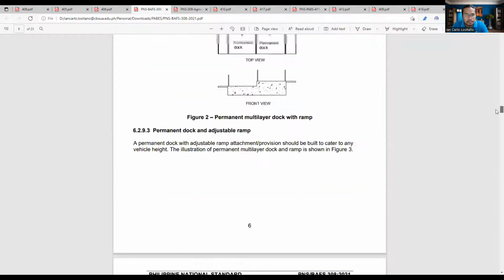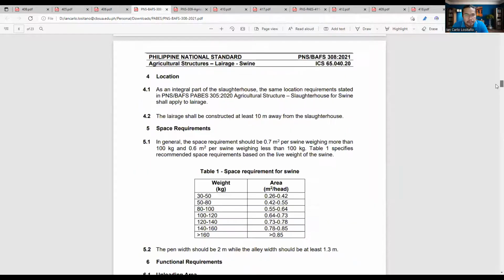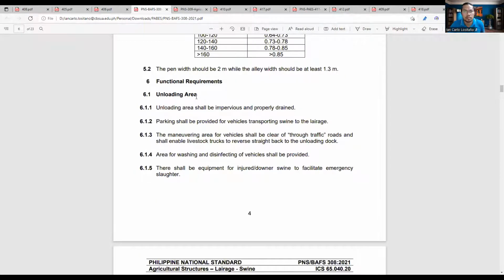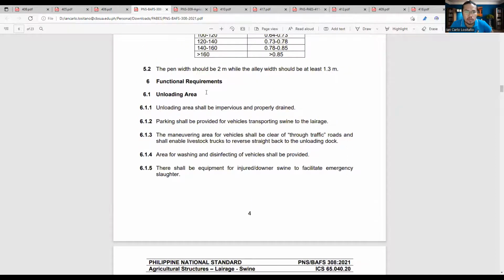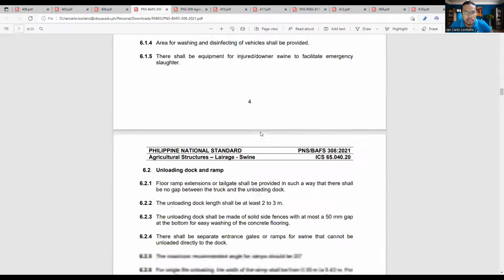Let's proceed first to the unloading area, where the animals are to be discharged from the transporting vehicle. This is also the area for washing and disinfecting of the vehicles. And there shall be equipment for injured or downer swine to facilitate emergency slaughter. This could happen if there was an accident during the transport of the animals. The unloading area shall be impervious and properly drained, and there shall be proper parking for vehicles.